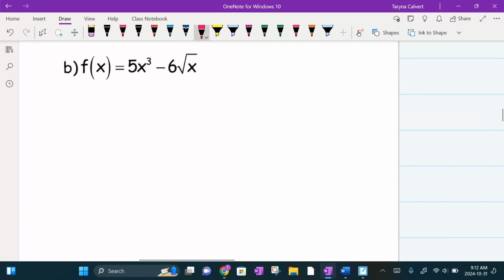So here, a tiny bit of cleanup. So this one, I'm not doing the derivative yet, just because I need to get rid of that radical, just like we did before. So that'll be x to the power of 1/2. Now we can find the derivative.